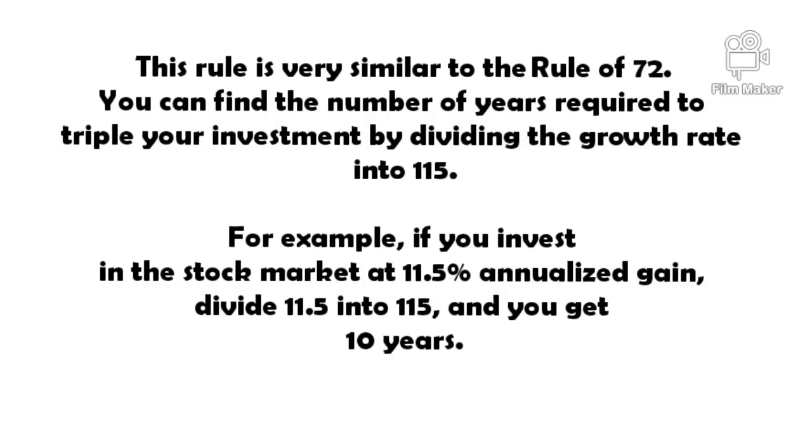This rule is very similar to the rule of 72. You can find the number of years required to triple your investment by dividing the growth rate into 115. For example, at 11.5% annualized growth rate from any investment platform, you can triple your investment in 10 years.